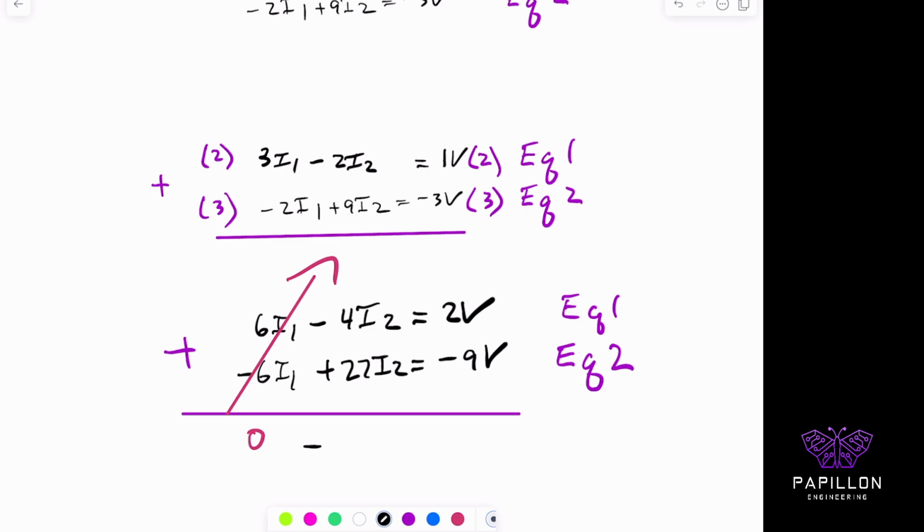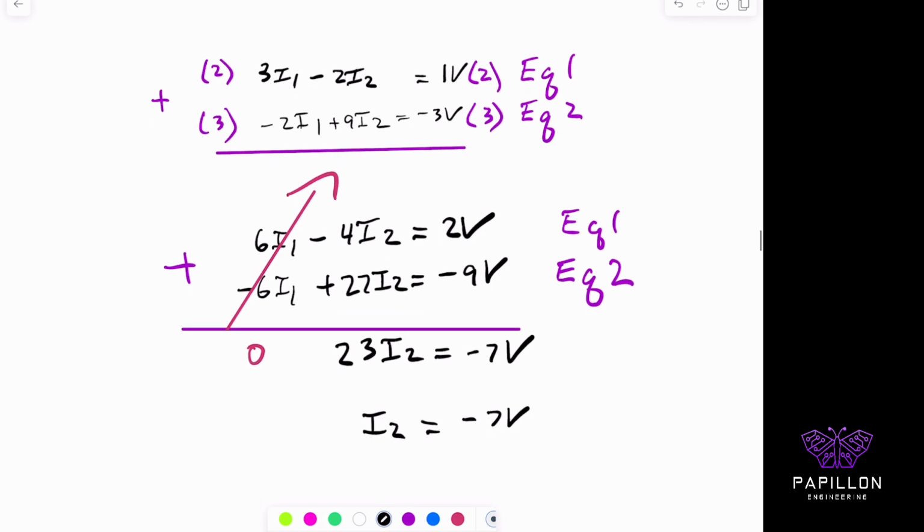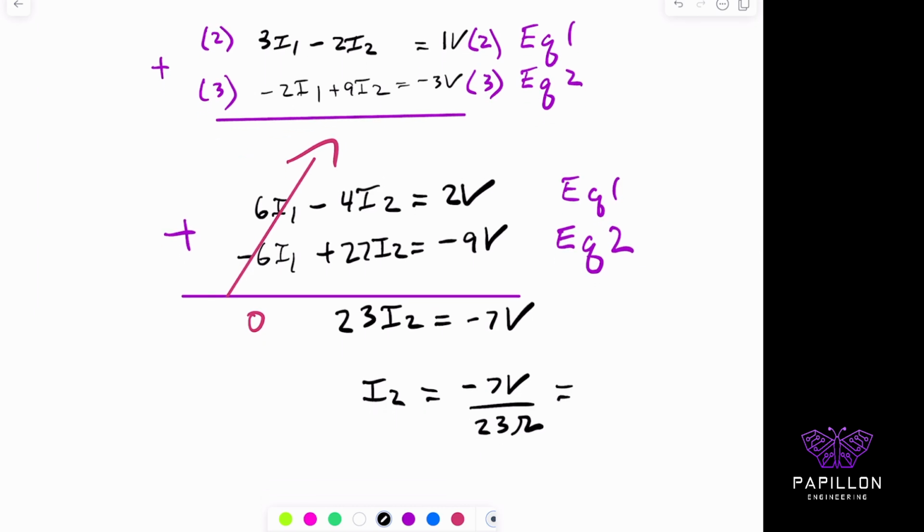So with simplification, you're left with a positive 23 I2, and 2 and a minus 9 give me back a minus 7 volts, right? So we can get back that I2 is equal to minus 7 volts over 23 ohms. And we finally get back an answer. So let's go ahead and type that out. If we do that, we get a number of minus 0.304 amps. Okay, so that's going to be our current for I2.